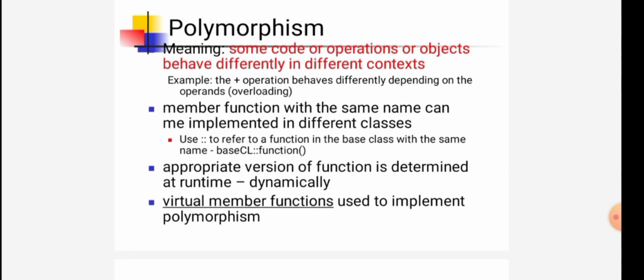Polymorphism. This is where operations or objects behave differently in different contexts. Member functions with the same name can be implemented in different classes. The appropriate version of the function is determined at runtime, dynamically. Virtual member functions are used to implement polymorphism.